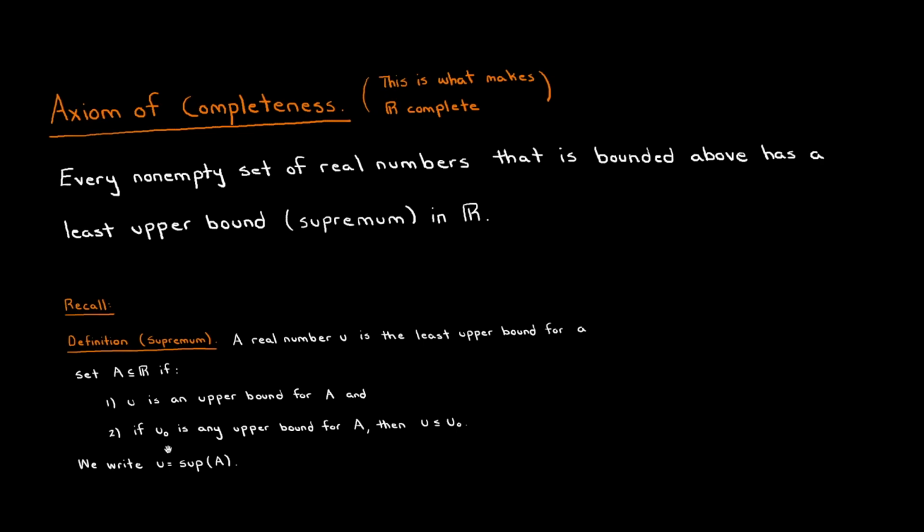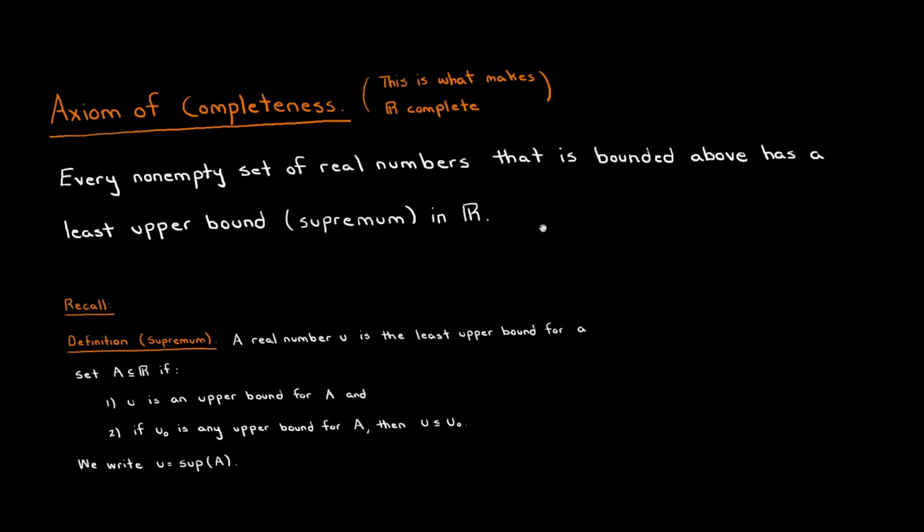That is, if U naught happens to be an upper bound for A, then our upper bound U is less than or equal to U naught. It's the tightest upper bound, or the least upper bound. So this is the definition of a supremum. In this case, we write that U is the supremum of A.